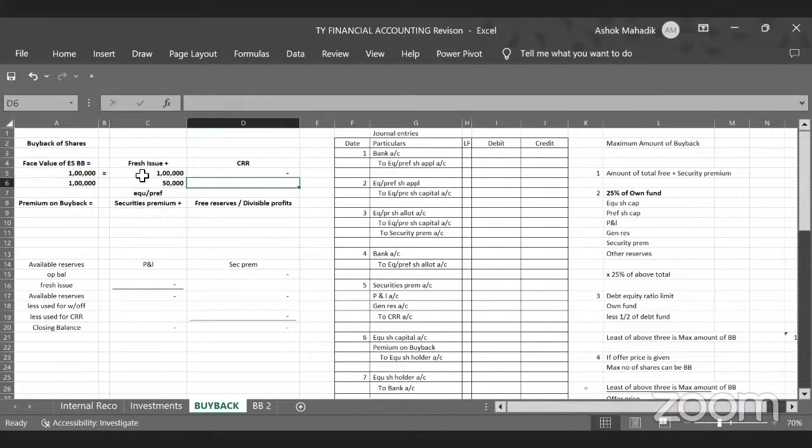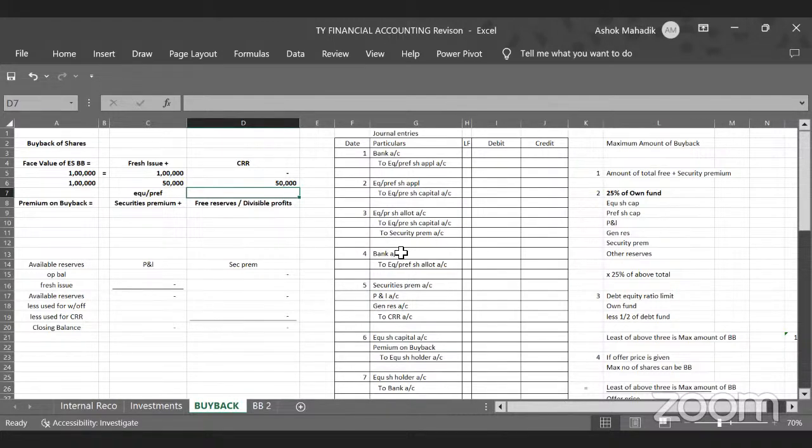And the remaining you can raise out of securities premium and free reserves to create CRR, capital redemption reserve, to the extent of the balance required. That is 50,000. So this way, fresh issue and CRR should make up for the buyback amount. That's most important.